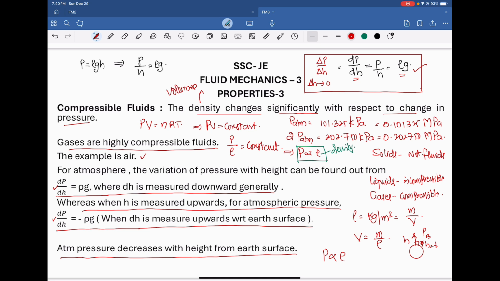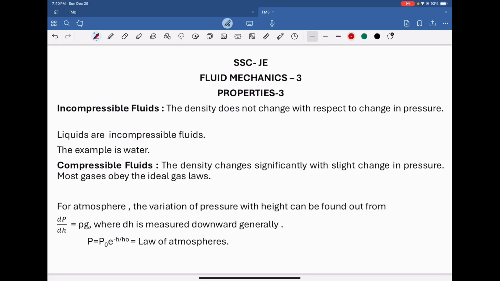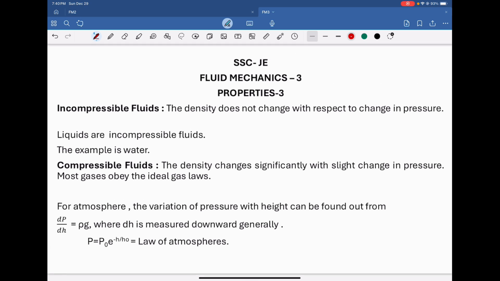You see, from here, gases are highly compressible fluids. dP by dH is equal to minus rho g, and it decreases. And rho also changes with pressure. That means when rho is changing, minus rho g will definitely be changing and it decreases. How it decreases, let us see in the next slide. Please try to understand the concept.